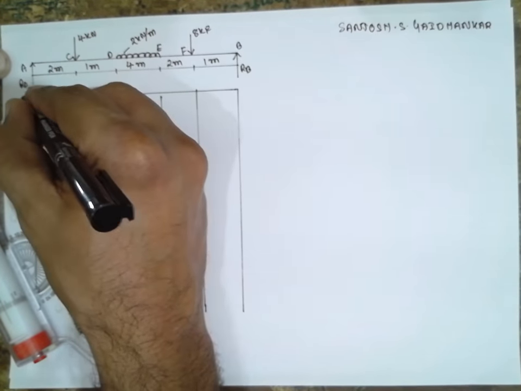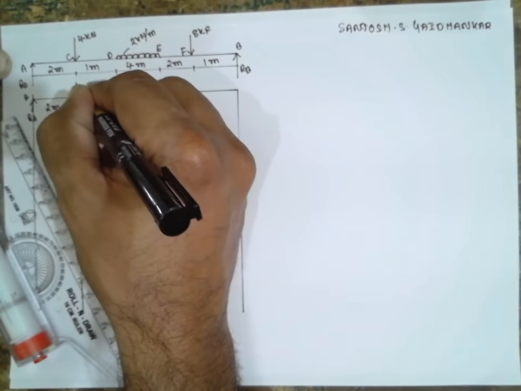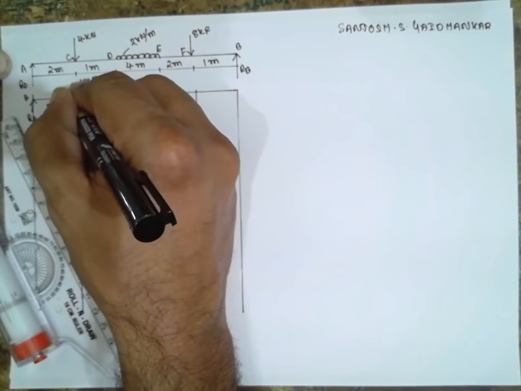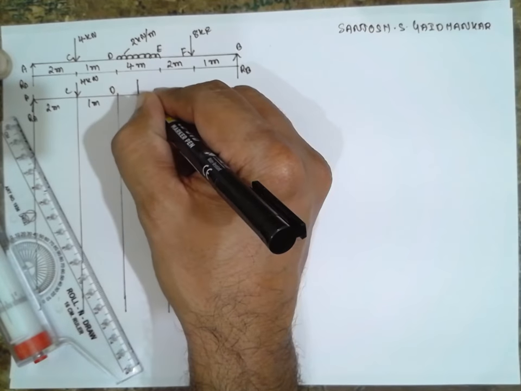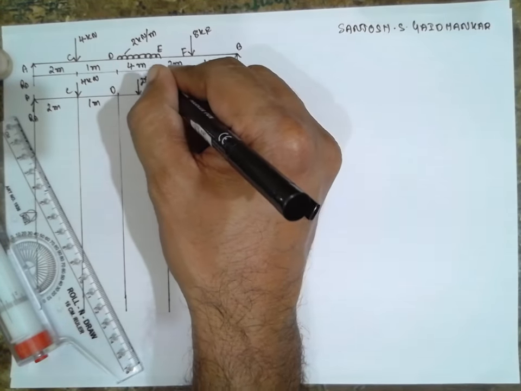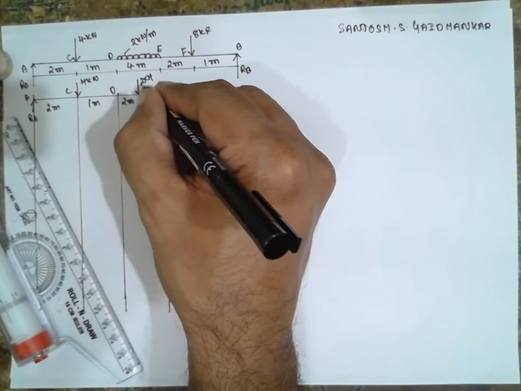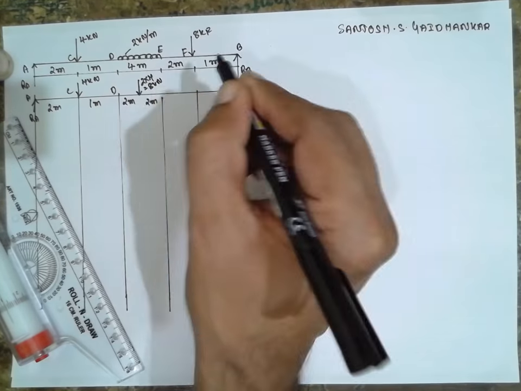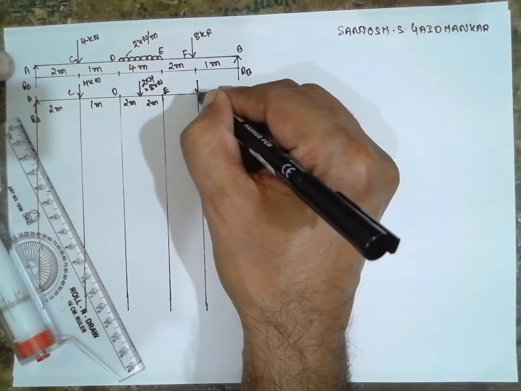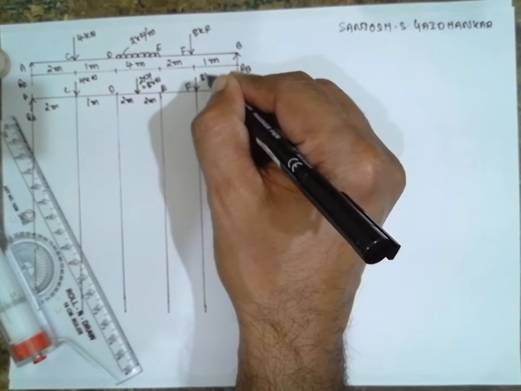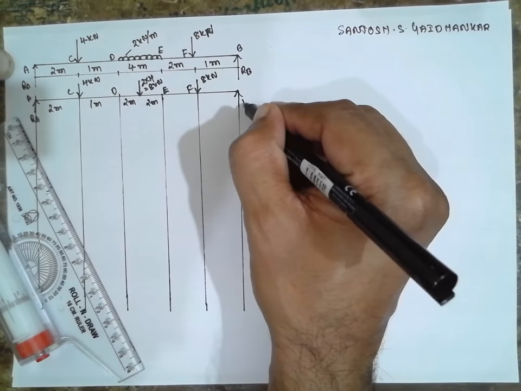At A we have the reaction force RA, and 2 meters along there is a downward 4 kN load at C. At D, exactly at the center, the UDL of 2 into 4 gives a total of 8 kN, with 2 meters on this side and 2 meters on this side, half of it will be 8 kN at E and 8 kN at F. There is a reaction RB at B.